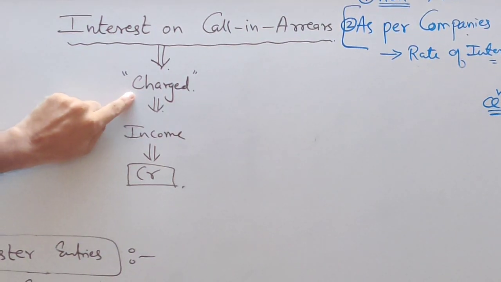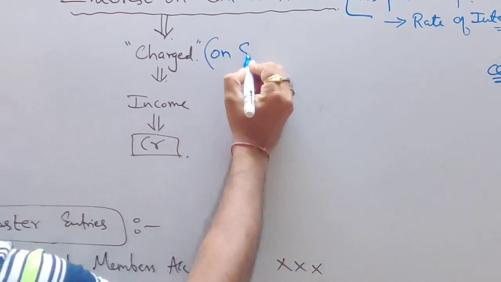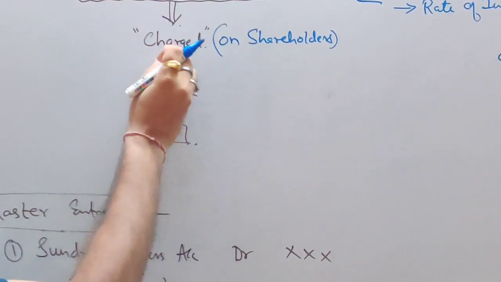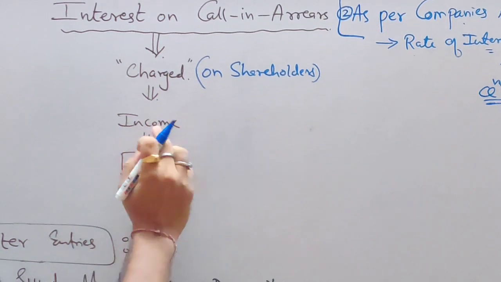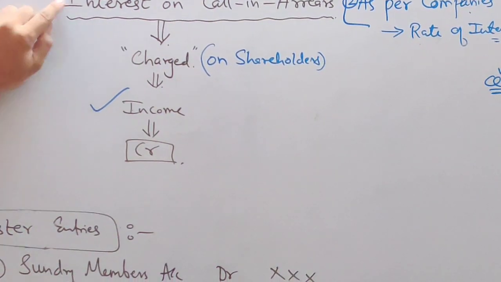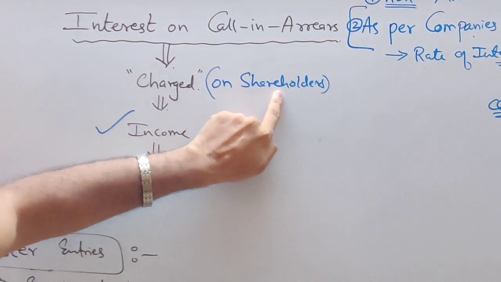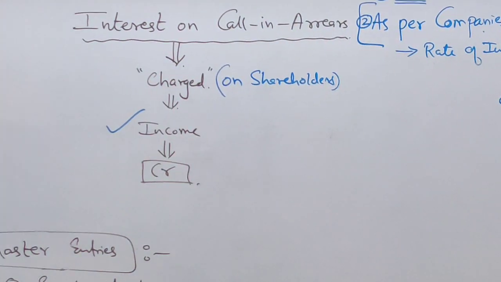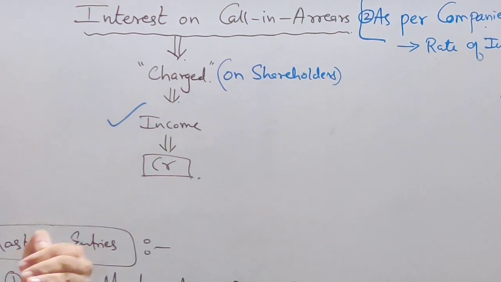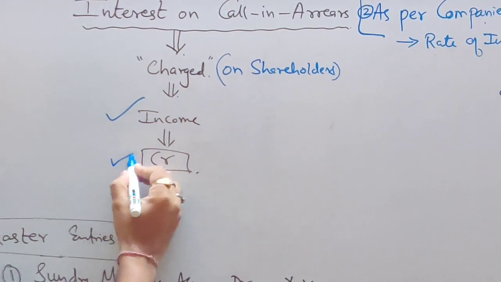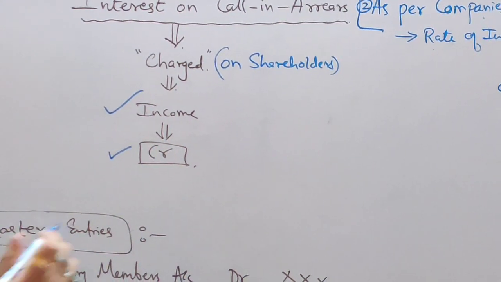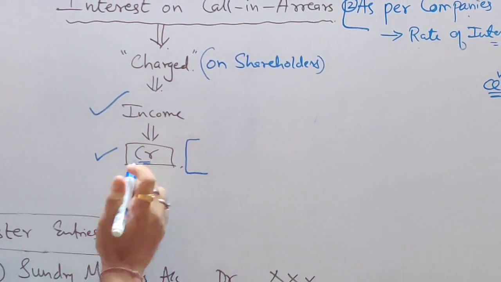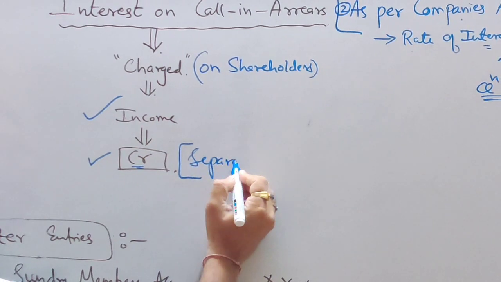Now, since we are charging this on shareholders, the interest money is receivable, and when we receive it, it is an income for us. So can I say, student, that this interest which we are charging on shareholders is my income? Yes, because we are going to receive interest from them, and that becomes an income for us. So what effect will you give as per the rule? Credit all incomes and gains. So income is always credited. Now you will ask me, in which entry do you have to credit this? You have separate entries for it.